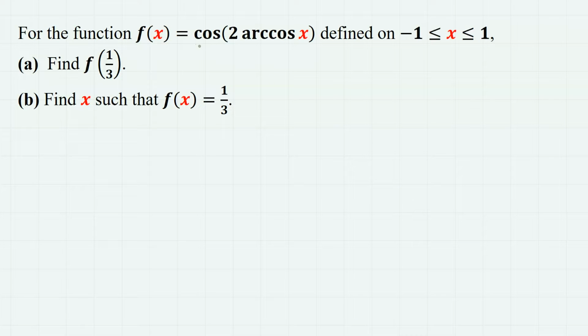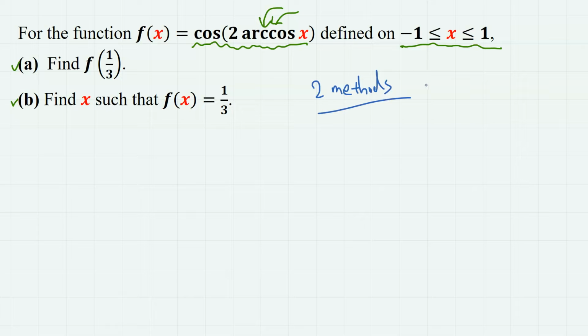Today we are going to take a look at this function f(x) equals cosine of 2 arccosine x, which is the inverse of the cosine function. So this function is defined on this interval, because of this arccosine part. So problem A says find the value of f(1/3), and for problem B it says find x such that f(x) equals 1/3. So I will solve this problem with two methods.